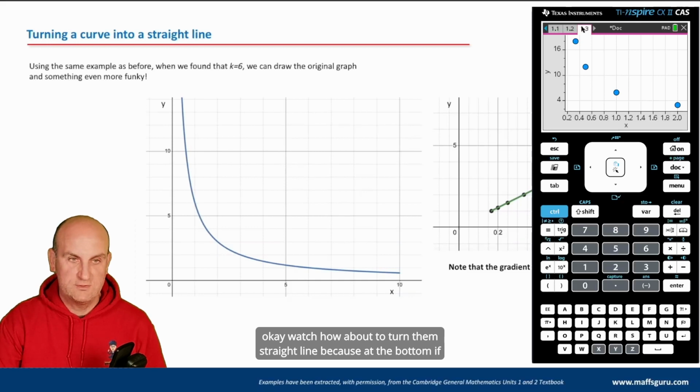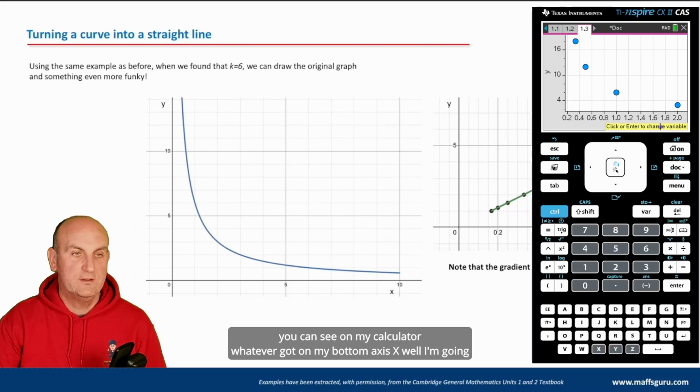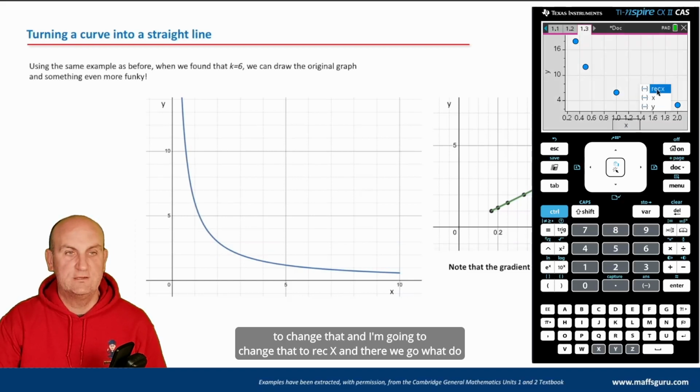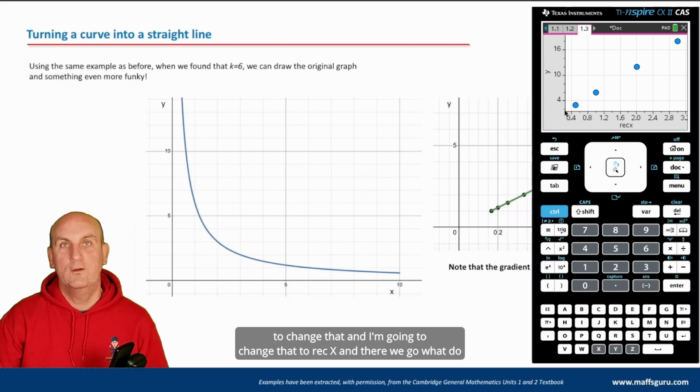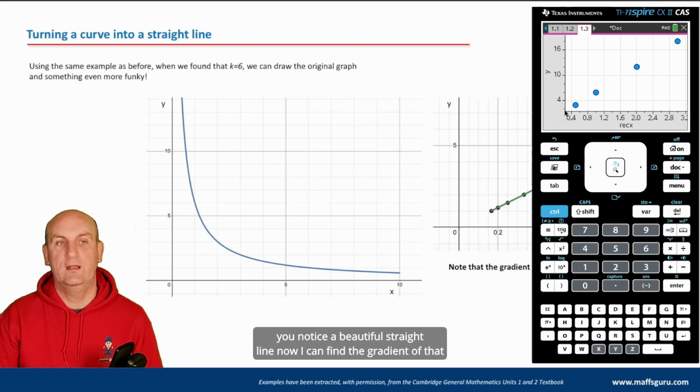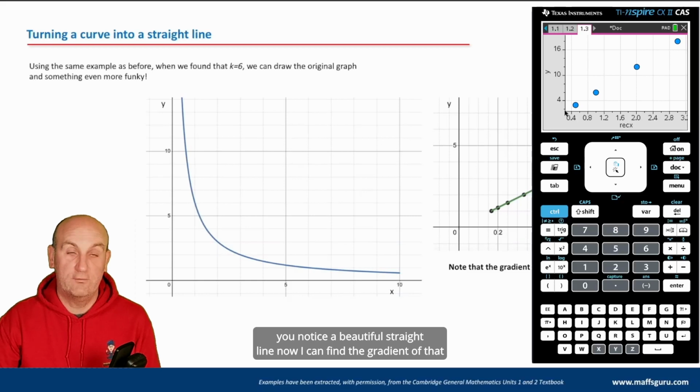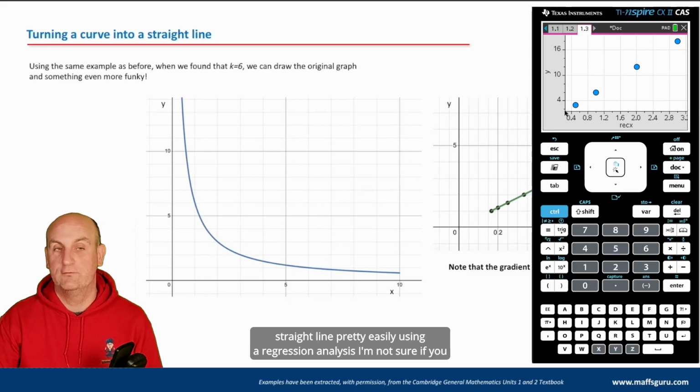Watch how I'm about to turn them straight line, because at the bottom, if you can see on my calculator, what I've got on my bottom axis? X. Well, I'm going to change that. And I'm going to change that to rec x. And there we go. What do you notice? A beautiful straight line.